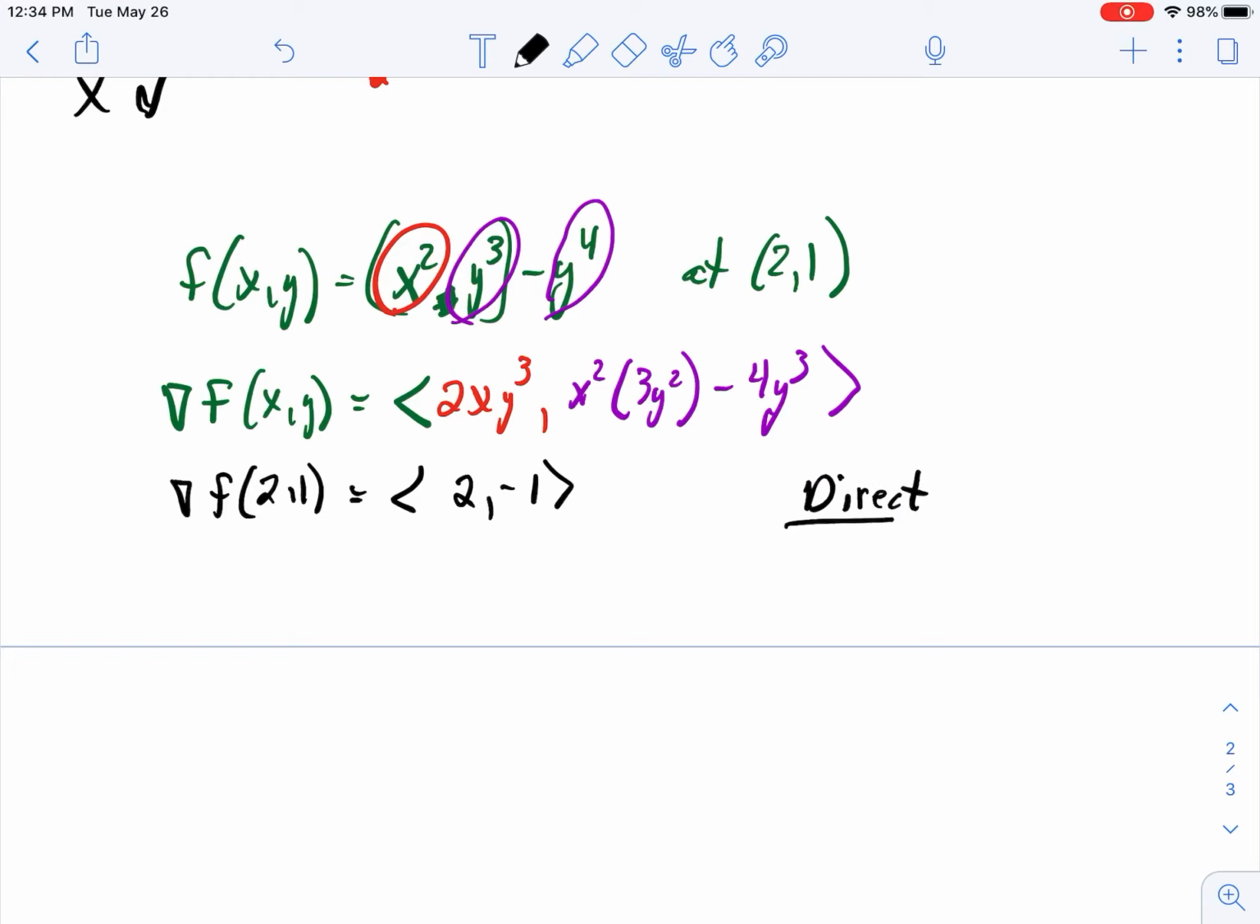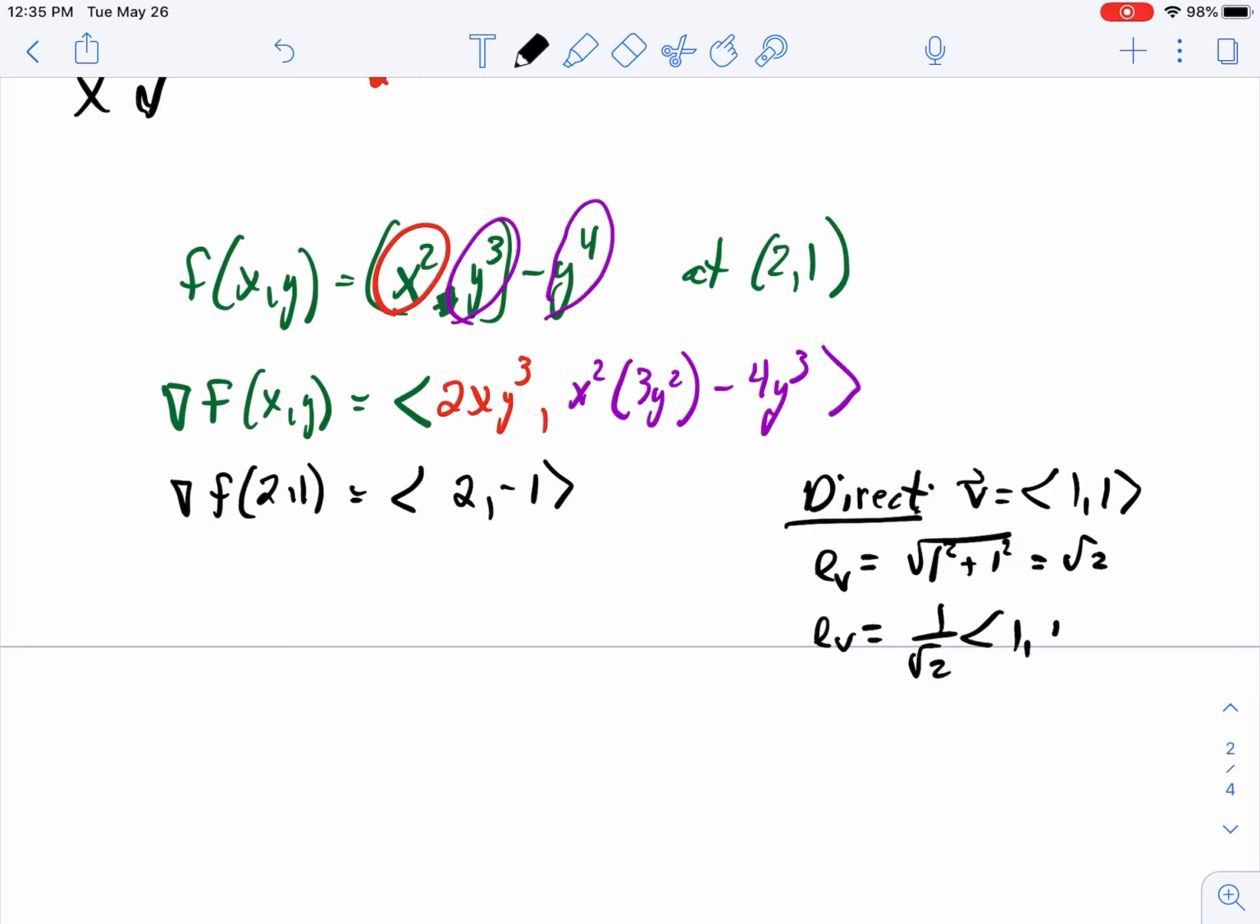Okay. So my direction I want to go to would be a vector of, let's say, 1, 1. That's my direction I'm going to hit. Well, I need that as a unit vector. Okay, so you might think of what is the unit vector v. Well, that would be the magnitude of that, which would be 1 squared plus 1 squared would be root 2. So the unit vector of this would be 1 over root 2 of 1, 1. Okay.